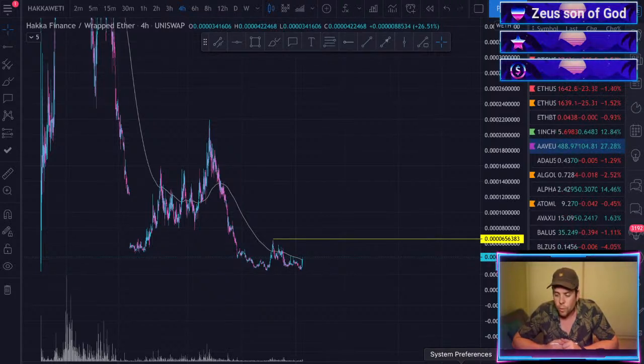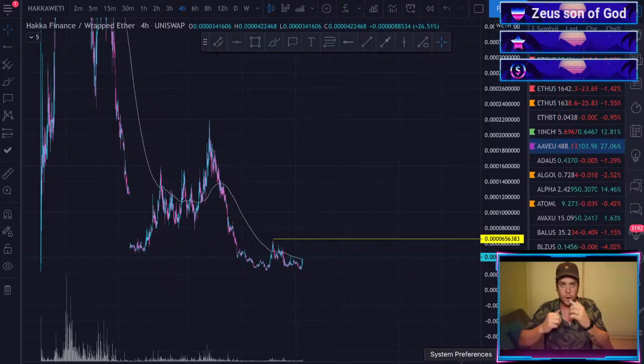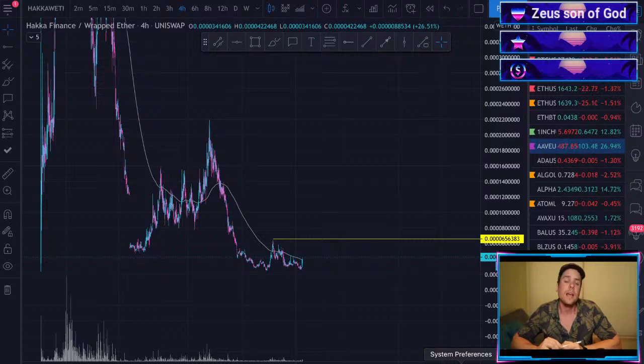So if you think that there's a difference between how we trade in crypto and how we trade in traditional finance with stocks and commodities, then there isn't a difference.